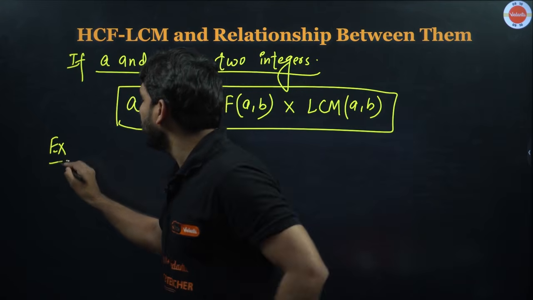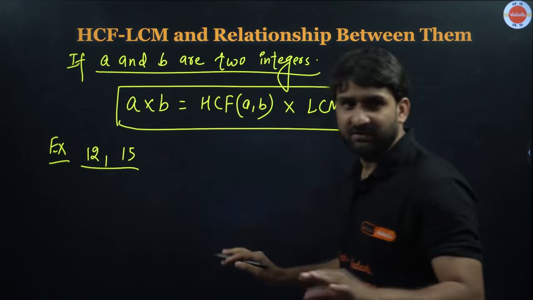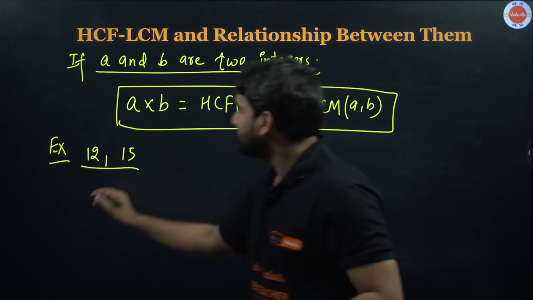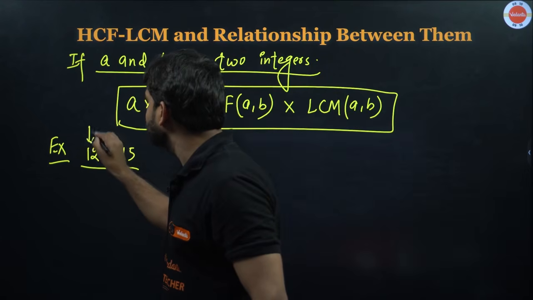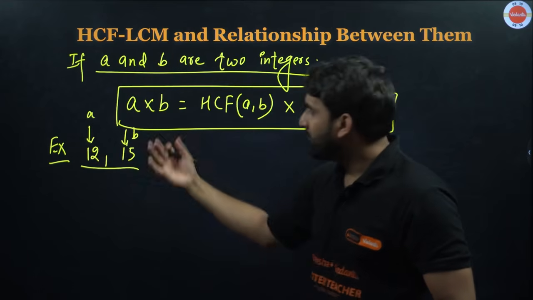So let's take an example. I'm taking here the example of 12 and 15. Check it once, just a simple example. So let's find out. Here 12 is A and 15 is B. I hope this is clear to you. Now find out the LCM.